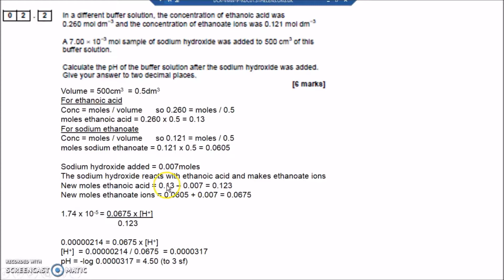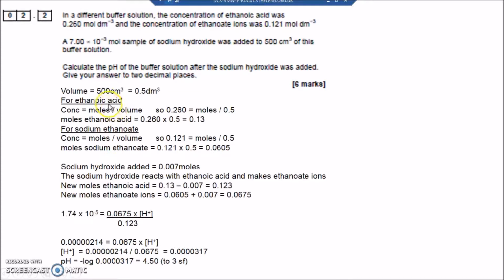So the amount remaining is what I started with, 0.13, take away 0.007 is 0.123. Now when it reacts, what does it make? Well, it makes something called sodium ethanoate. It makes ethanoate ions. So sodium ethanoate started off with 0.0605 moles of sodium ethanoate.